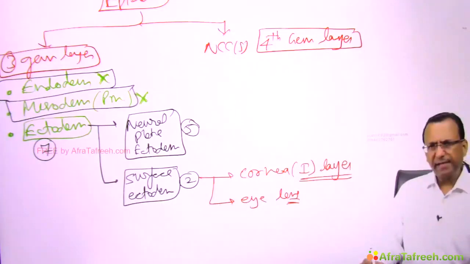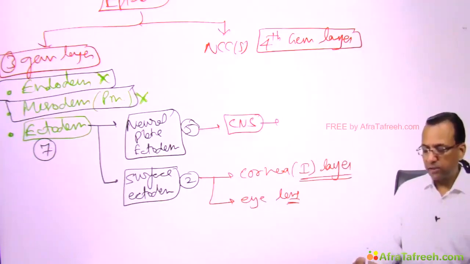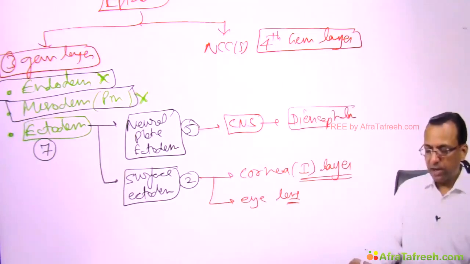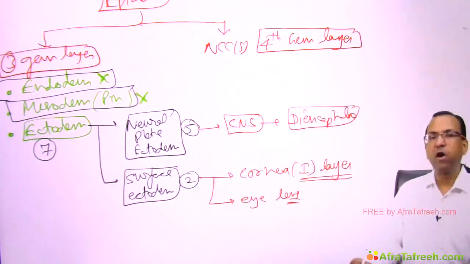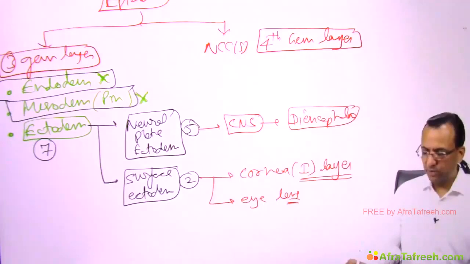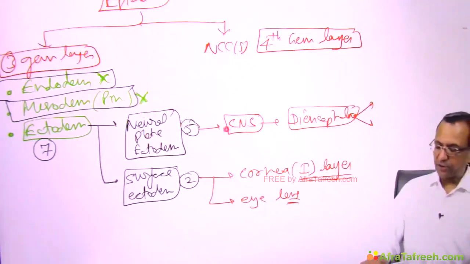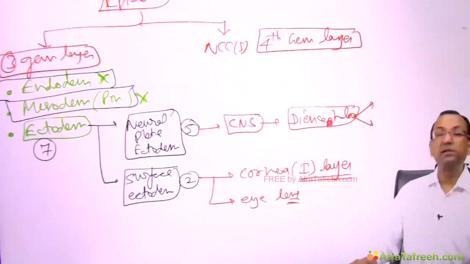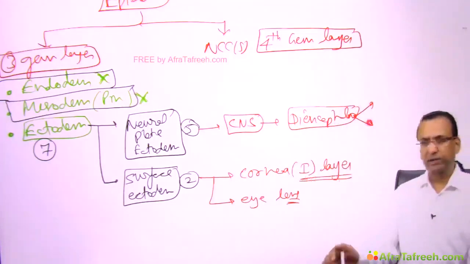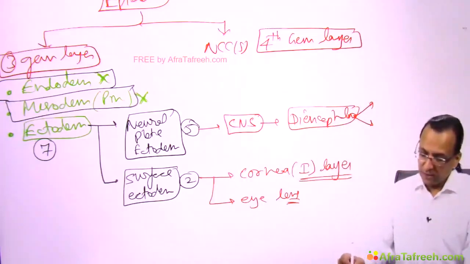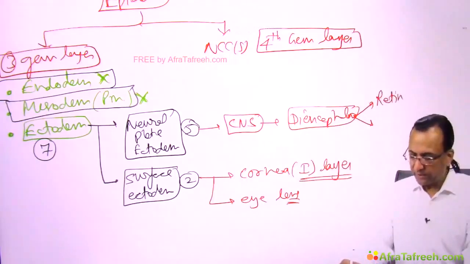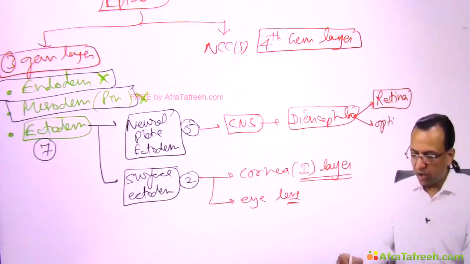If you remember, neural plate ectoderm will form the nervous system, the central nervous system. And it is going to form the diencephalon, part of the brain. And the diencephalon will grow into the eyeball. Do you remember forming 2 things? So neural plate ectoderm will form the central nervous system, will form the diencephalon, part of the brain, which will grow into the eyeball to form 2 things. What are they? I think it was retina and the optic nerve. Yes, retina and the optic nerve.